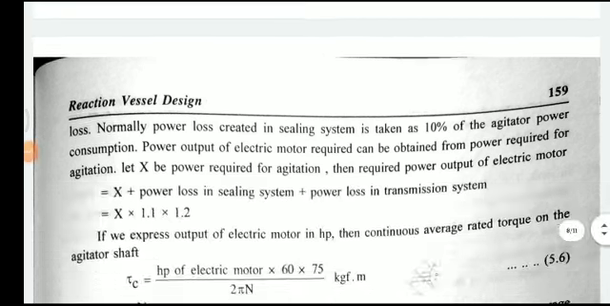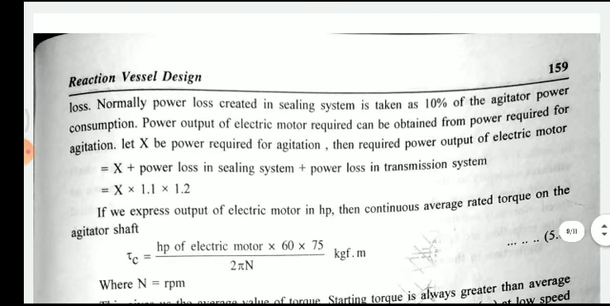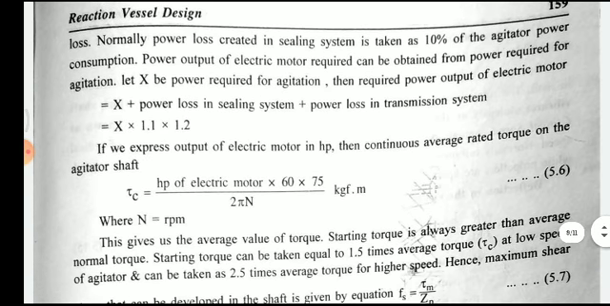Okay, so normally the power loss in the sealing system is calculated. So this is exactly X. X is the power required for the agitation plus power loss in sealing system, multiplied by power loss in sealing system. They are generally considering 1.1, and power loss in transmission system it is 1.2.